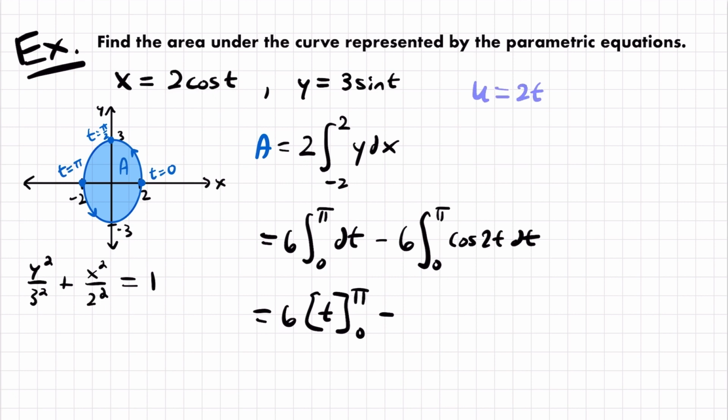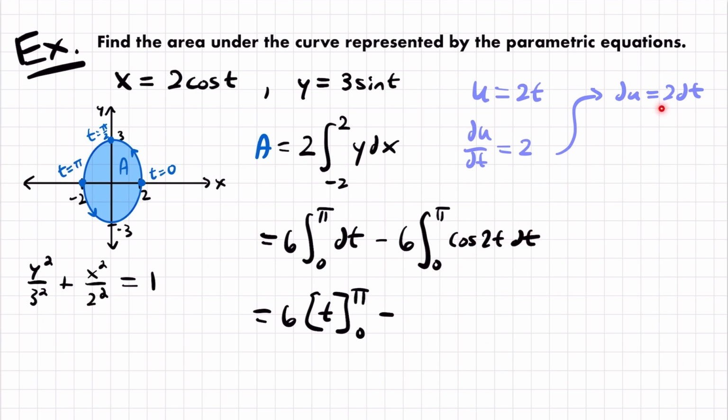And then if we take the derivative of that, du dt will be equal to 2. The derivative of t to the first power will just be equal to the coefficient, which is 2. And then if we solve for du, that will give us that du is equal to 2 dt. And so we want to substitute du into our integral.